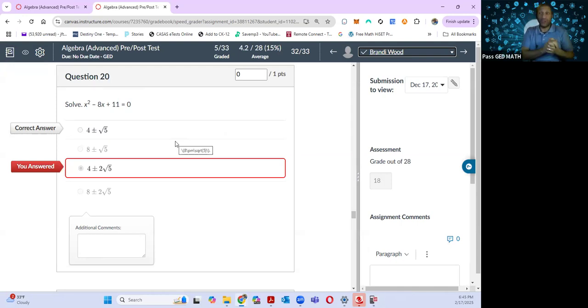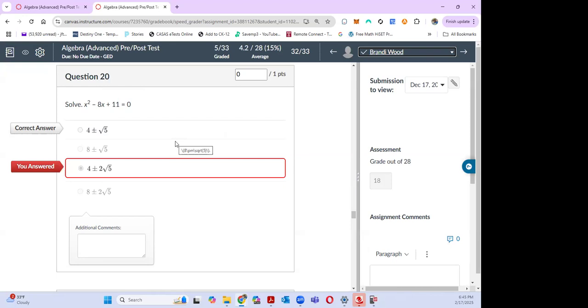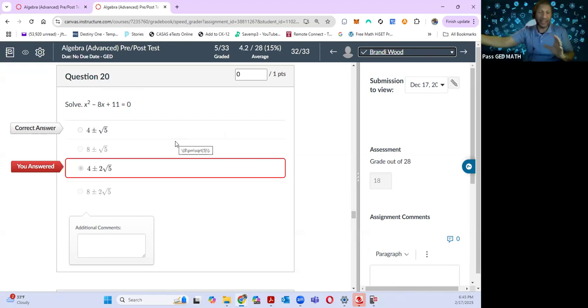So what I would say to you is I would work on quadratic equations. Take this pre and post algebra test again, and then work on linear equations, and then you should be ready to go take your exam. The day is February 17th, so I would say you should be ready by the end of this month to go take your math exam.